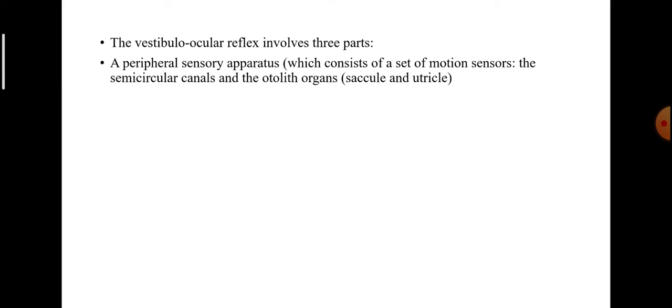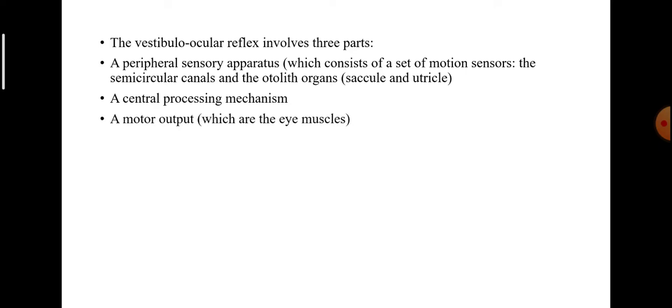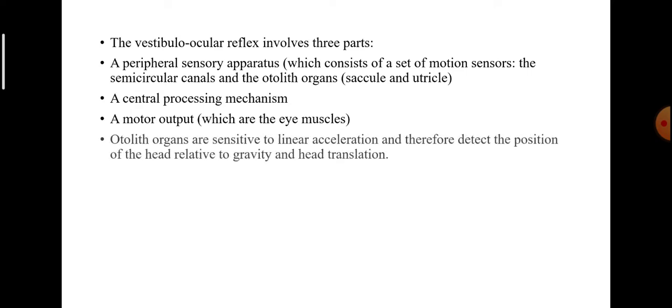The vestibular ocular reflex involves three parts: a peripheral sensory apparatus, which consists of a set of motion sensors, the semicircular canals, and the otolith organs, namely the saccule and the utricle. Which are the otolith organs? The saccule and the utricle. A central processing mechanism. I repeat again, the vestibular ocular reflex involves three parts: a peripheral sensory apparatus, a central processing mechanism, a motor output, which are the eye muscles.